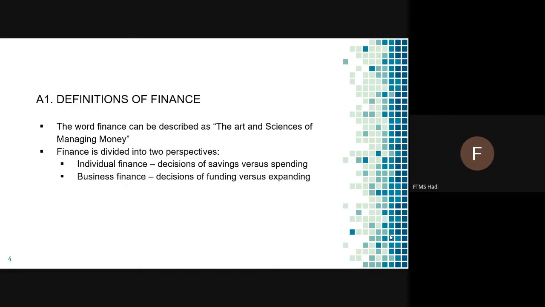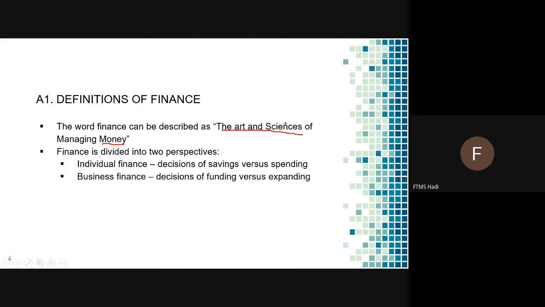Okay, what does finance stand for? The word finance can be described as the art and science of managing money. So the keyword here is money. If we expand the definition or simplify it, we can call it money management. Money management is very important, and the words art and science mean that there are many ways of managing money, regardless of clean tactic, clean strategy or dirty strategy, as long as it has some way of managing money, especially how money is being managed by a company.